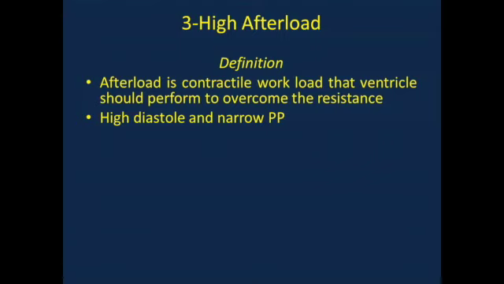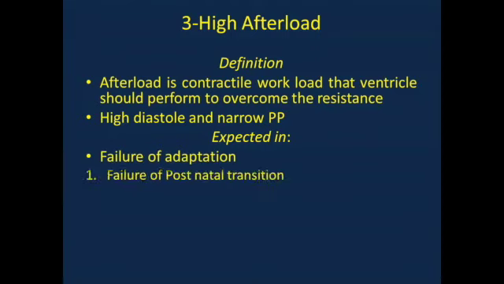So typically in this case you have high diastole because you have high resistance, and the resistance should be reflected on the diastolic blood pressure. So typically you have high diastole, and the high diastole should be overcome by the heart contraction to maintain normal circulation. But sometimes, because of the very immature heart, or even in a term infant, it might not tolerate that high resistance. Expected in failure of adaptation in premature infants after birth, failure of postnatal transition.